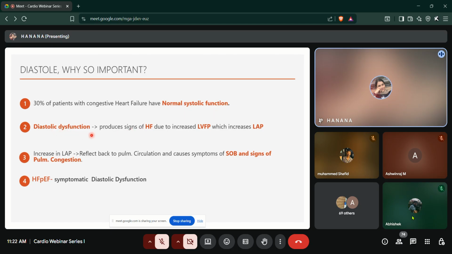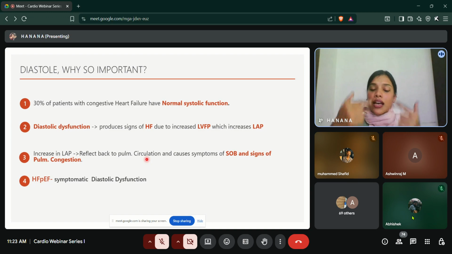And diastolic dysfunction produces the signs of heart failure. HF means heart failure, due to increased left ventricular filling pressures. Okay, if the left ventricle has high filling pressure, the left atrium has to push blood in at that much higher pressure. So it automatically increases the left atrial pressure. Okay, that's how heart failure comes. And heart failure comes just because the increase in left atrial pressure is reflected back to the pulmonary circulation. We know that the LA is connected to the four pulmonary veins.